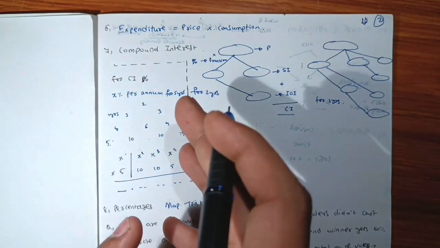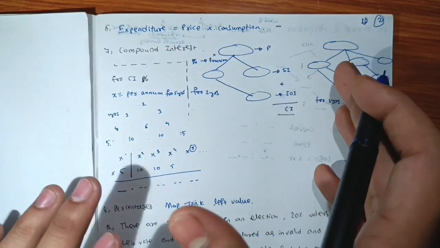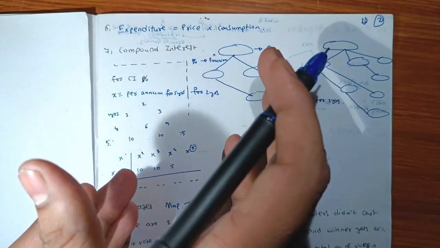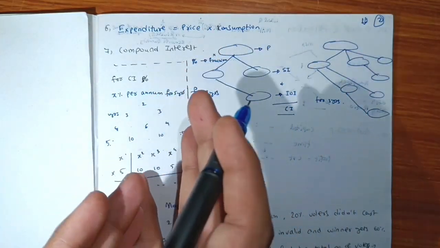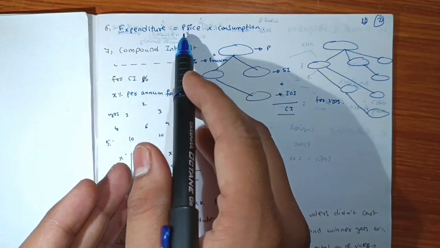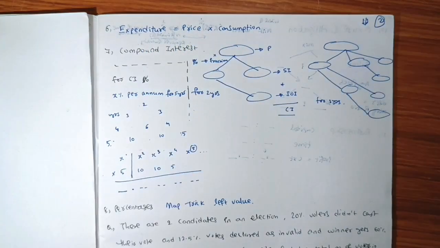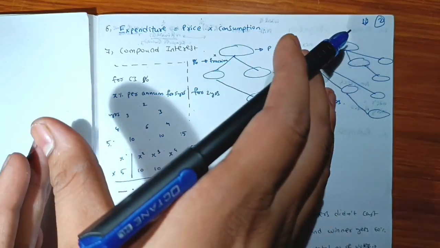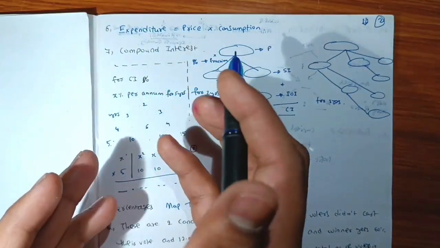In this video we are going to see the second part of the revision of the previous topics. If the questions asked are regarding expenditure, price, consumption, then the formula is expenditure equals price into consumption. This is the only trick we have used to solve many questions regarding this topic. So our next topic is compound interest.